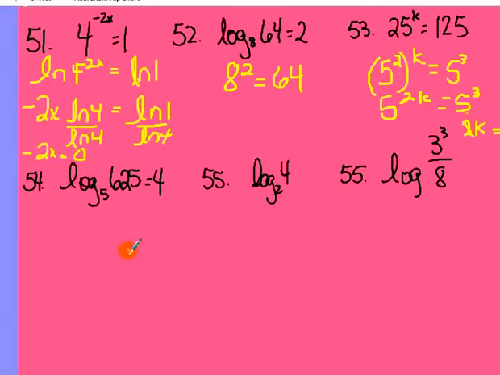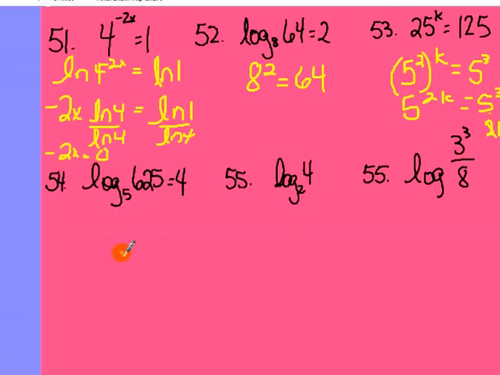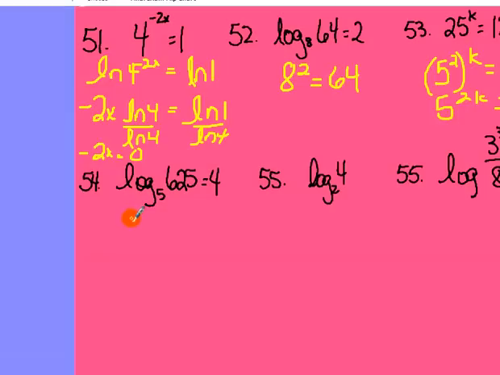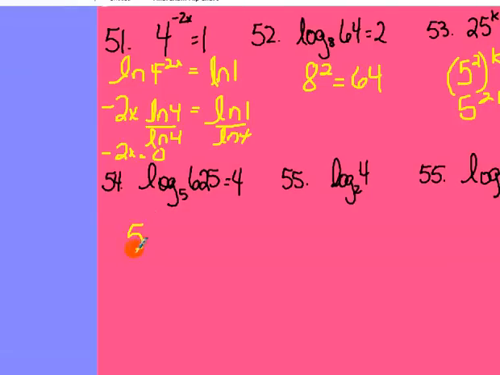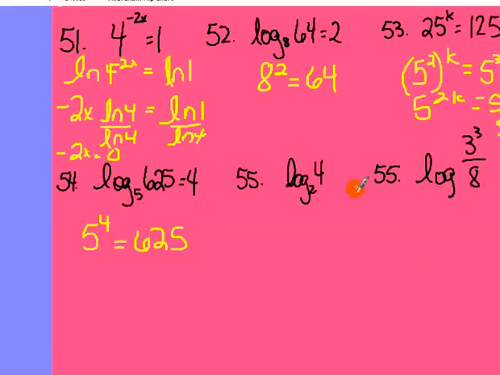Okay, 54, we're just simply once again asked to rewrite this in exponential form. Same thing as question number 52. So I'm going to take the 5 and pull it up out of the basement, becomes the base. The log equals the exponent, so 4 is the exponent, and that equals 625. Easy.